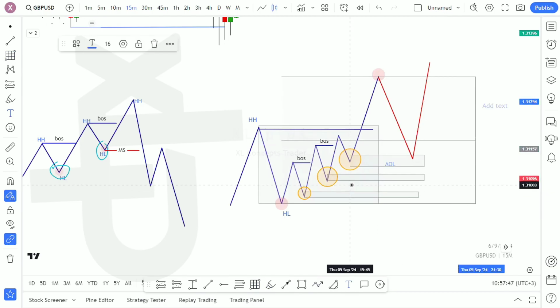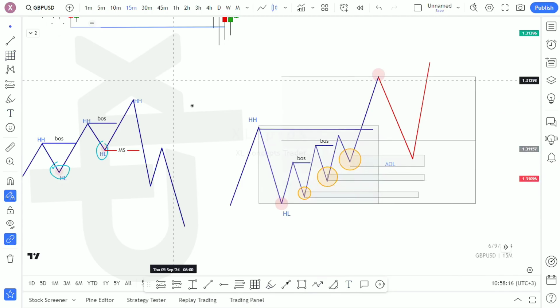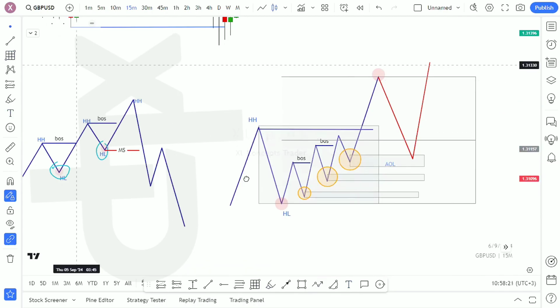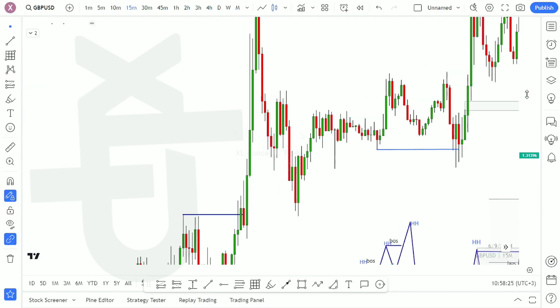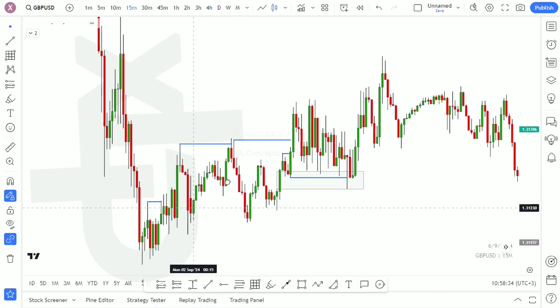If you're still not sure on which kind of point of interest to execute on, you can use the concept of unmitigated point of interest, or you can use the concept of displacement and formation of fair value gaps. We can also use the concept of turtle soup, and then it becomes much easier for you to trade. It's not complicated, that is what the real market is. So now let's check it from here.